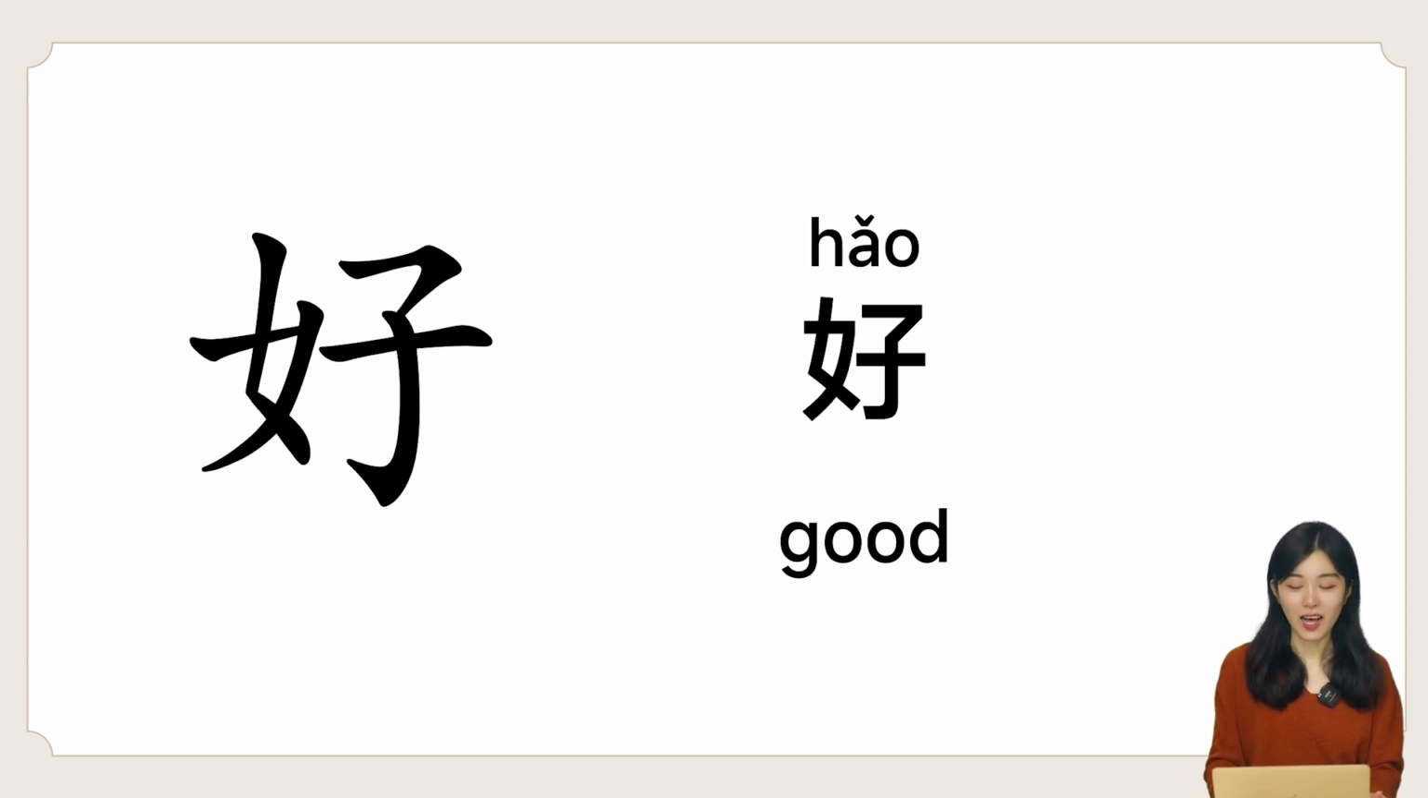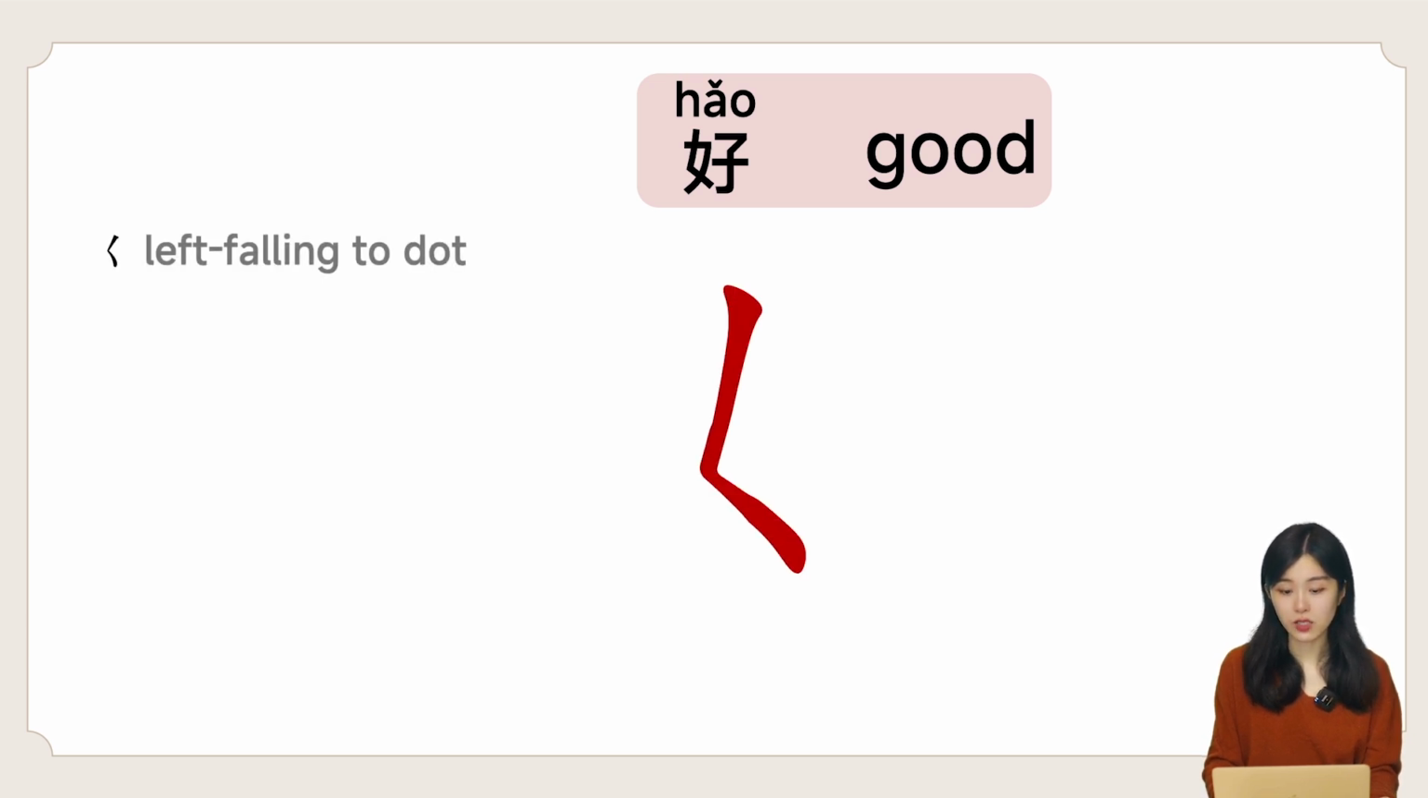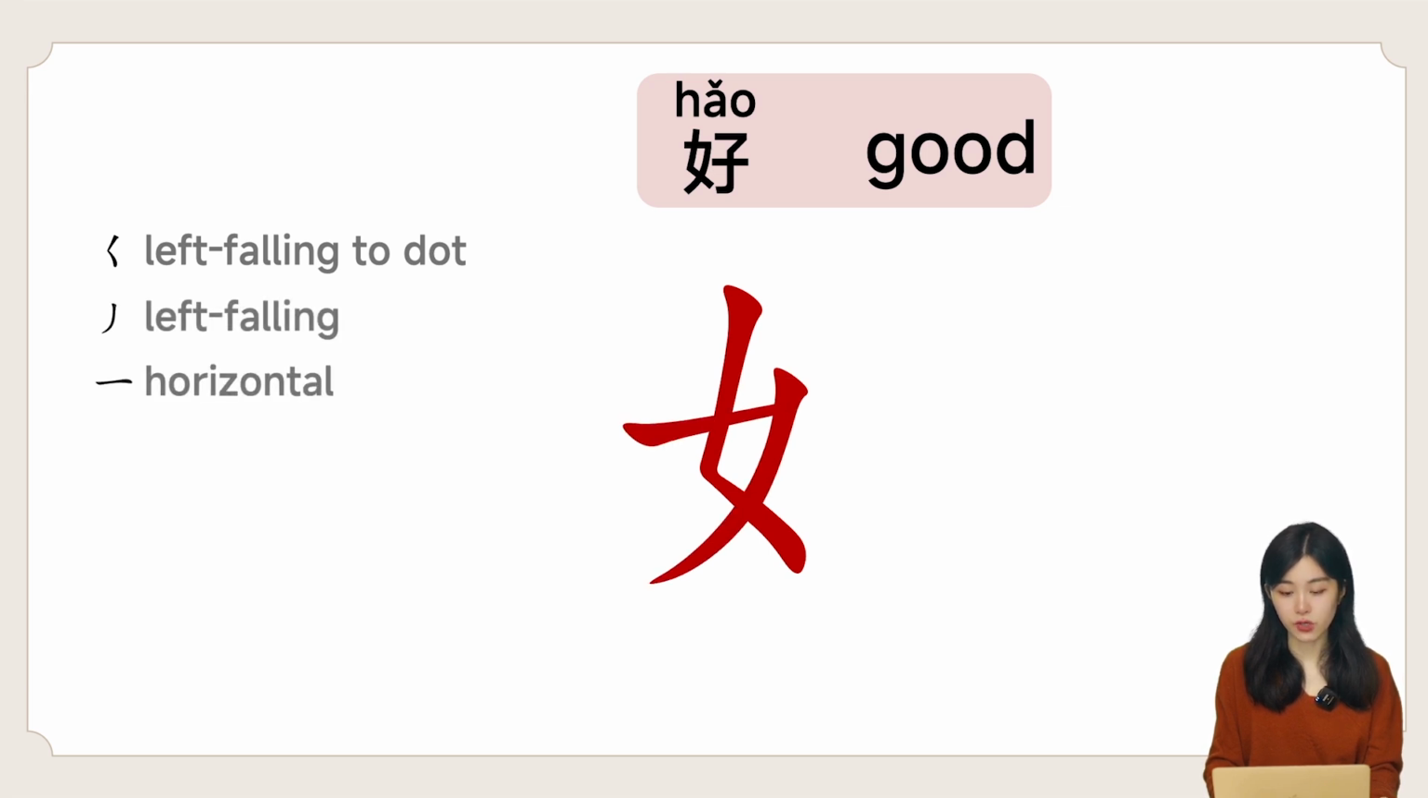好. 好 means good. You're familiar with this character, right? Please read it after me. 好. 好. How should we write this character? First, we should write the left part of this character. So it's the left falling to dot. Next, left falling. Then the horizontal stroke goes through these two strokes.